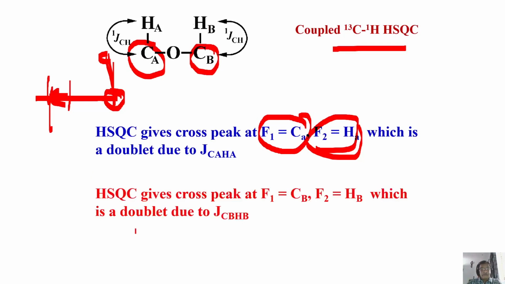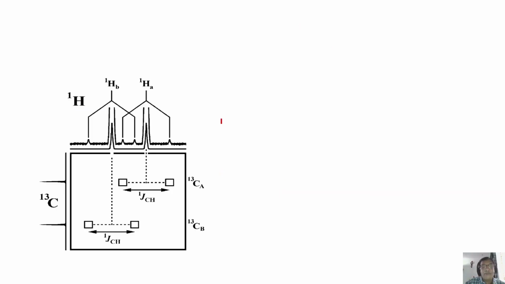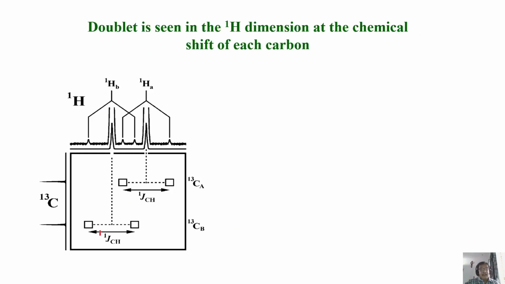Okay? See, in the carbon dimension, you will get the chemical shift of carbon. In the proton dimension, you get the chemical shift of proton. But in that dimension, you have a doublet which gives you the proton-carbon coupling. Let us see the spectrum now. Very easy. Look at this one. Now, this is the carbon-13 chemical shift, if you go along this axis. This is A. Carbon A.